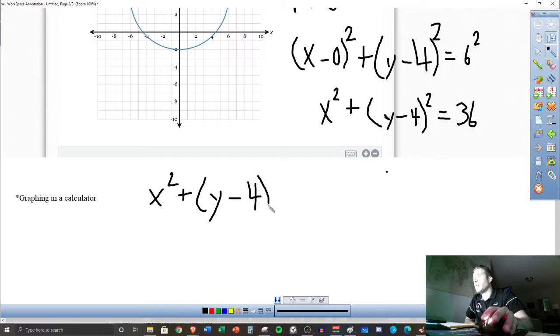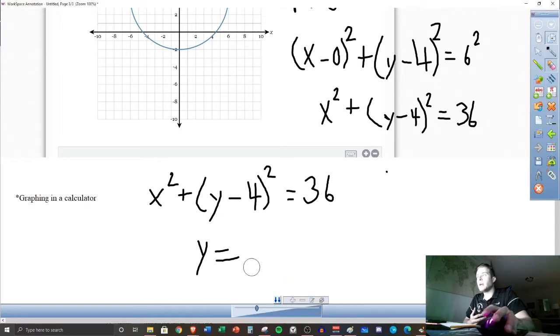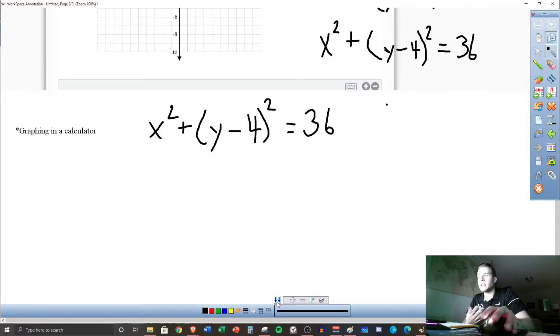How would I go about getting this in my calculator? Well, we have to solve this equation for y. We need to get y equals, right? So how do we do that? Well, we just need to move the terms away from this left side. We need to get y by itself. And we've definitely done enough algebra in this class to be practiced at that.